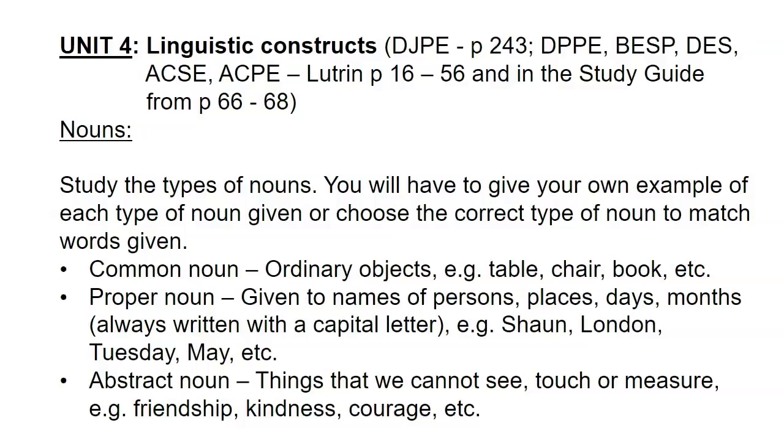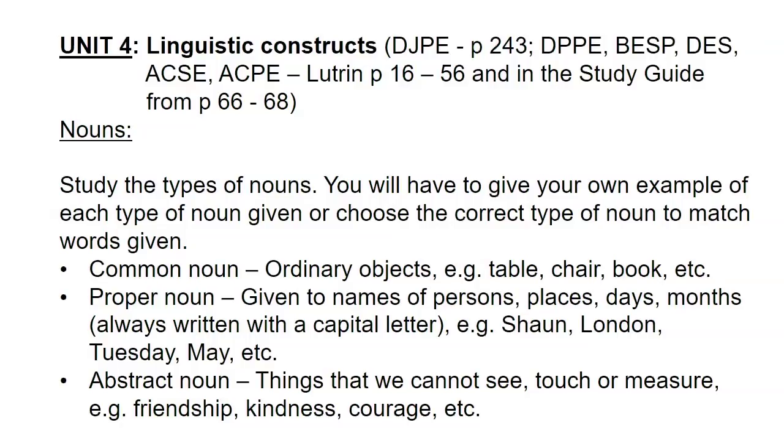For the DJPE students, you will find Unit 4 on page 243. DPPE, BESP, DES, ACSE and ACPE, those students will find it in their Lutheran book from page 16 to page 56 and in their study guides from page 66 to 68.